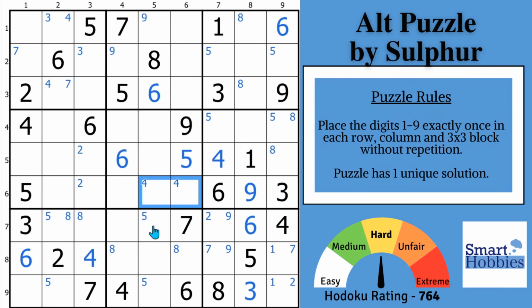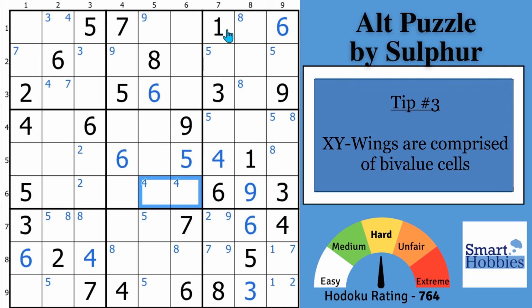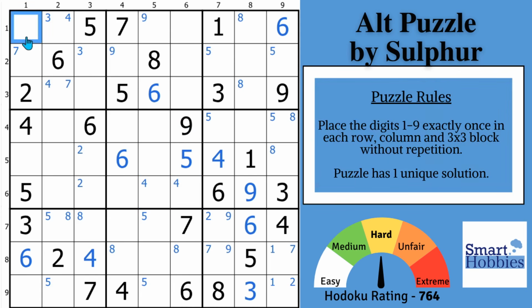All right, my third tip and what you need to know about XY wings is they're comprised entirely of bivalue cells. And so in order to find one, we've got to find all the bivalue cells that are currently in this puzzle. So bivalue means there's only 2 candidates remaining. If you look up here in row 1, column 1, you can see it can't be a 1, 2, 3, 4, 5, 6, or a 7. So this is a nice 8, 9 bivalue cell.